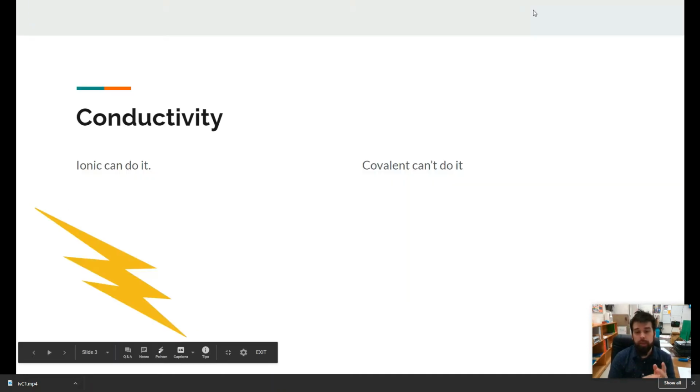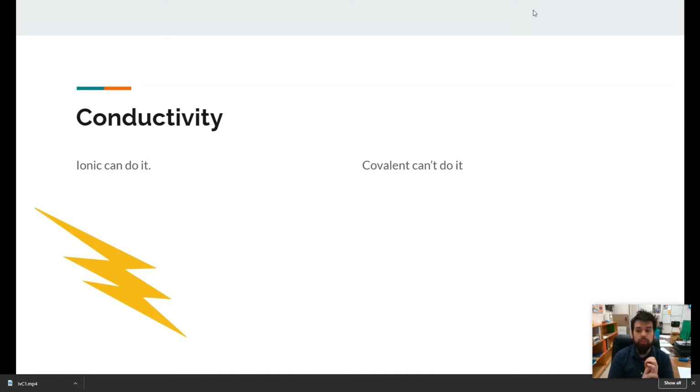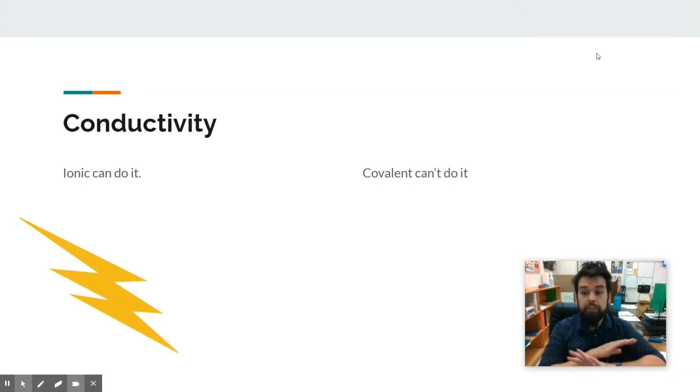So to start, we'll talk about conductivity, and to give you the best information up front, ionic compounds can conduct electricity, covalent compounds can't. What I mean by this is that if you took an ionic compound like salt and you dissolved it in water, you would get a solution that you can run a current through. But if you try that with, say, sugar, that solution wouldn't be able to conduct electricity. Even just pure water doesn't conduct electricity, and the reason why is because it's a covalent compound. It's made of hydrogen and oxygen, two nonmetals.